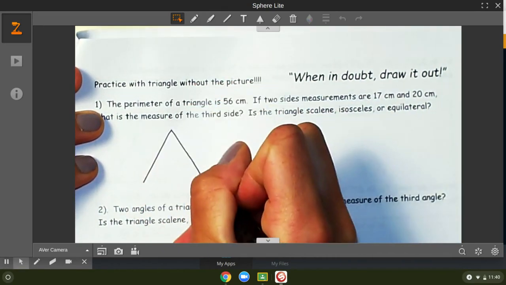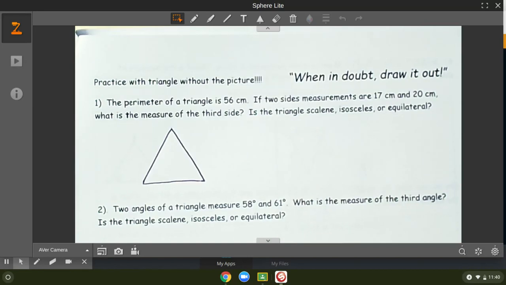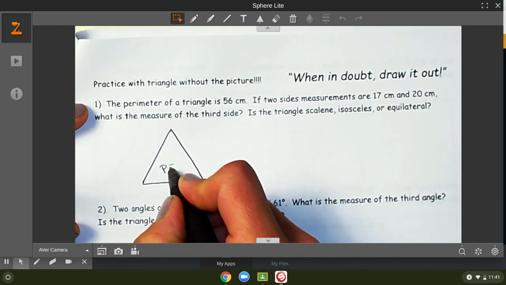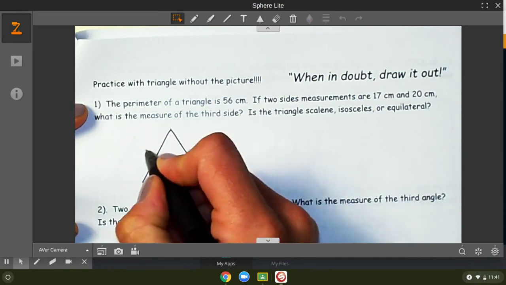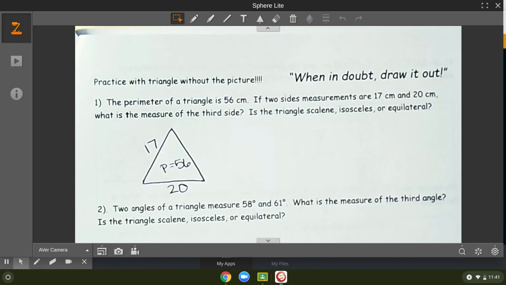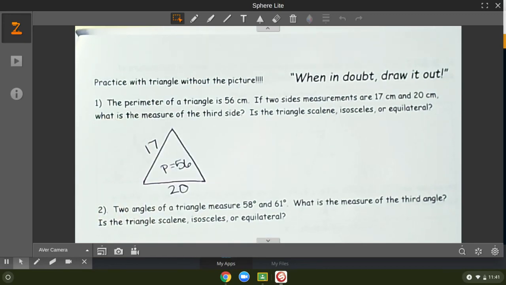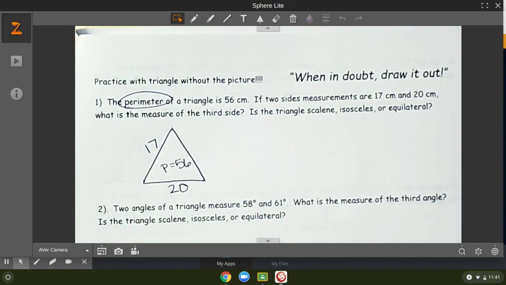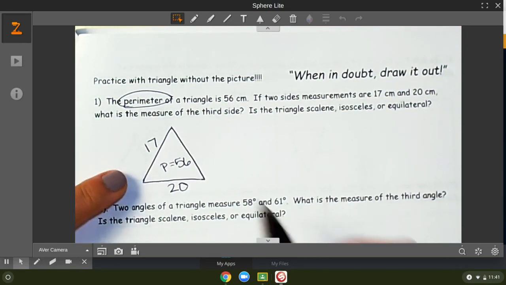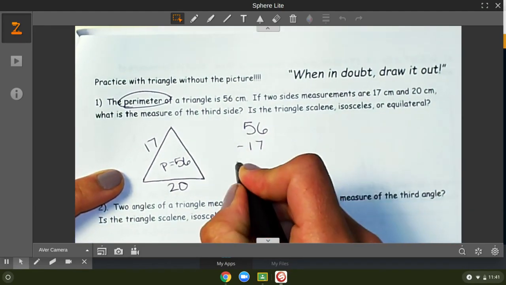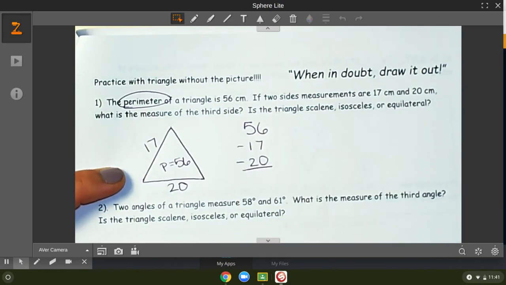So I'm just going to draw a basic triangle. All right, and I can't mark it because I don't know anything else about this triangle. Now let's fill in the details. I know that the perimeter is equal to 56, and I know that two of the sides are going to be 17 and 20. So we need to figure out the measure of the third side. Now the key idea in this problem is that we have the perimeter. Perimeter is all the sides added up. So to find the third side, the missing side, I'm going to take 56, I'm going to subtract 17, and then subtract 20.